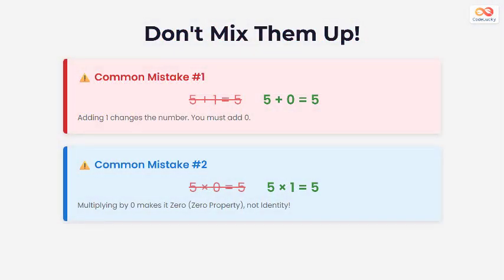It is crucial not to mix these up. A common mistake is thinking that adding 1 keeps the number the same. It does not. It increases the value. Another common error is thinking that multiplying by 0 keeps the identity. It does not. Multiplying by 0 turns everything into 0, which is a different property entirely. Remember, add 0 but multiply by 1.